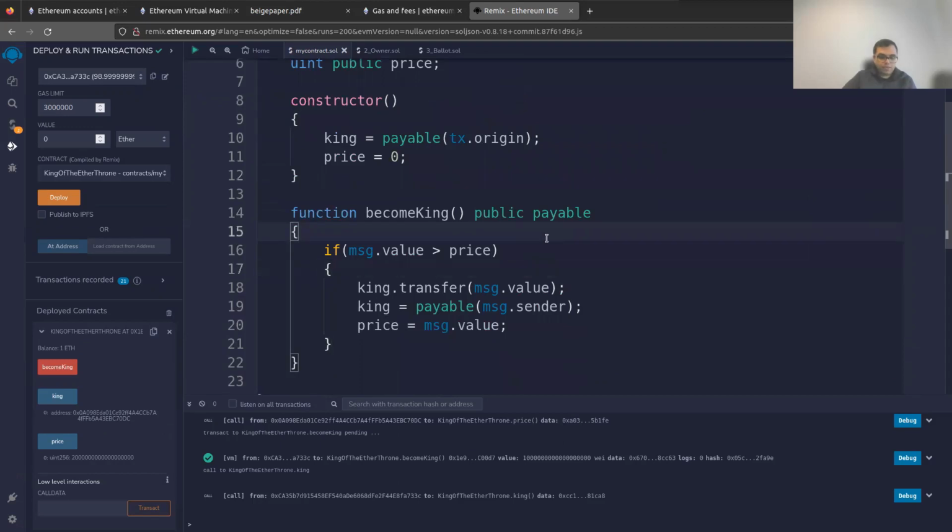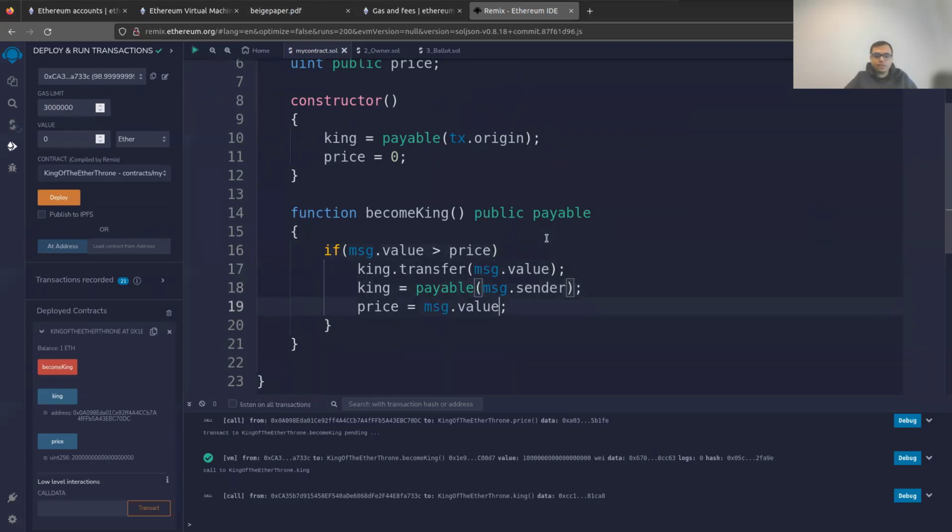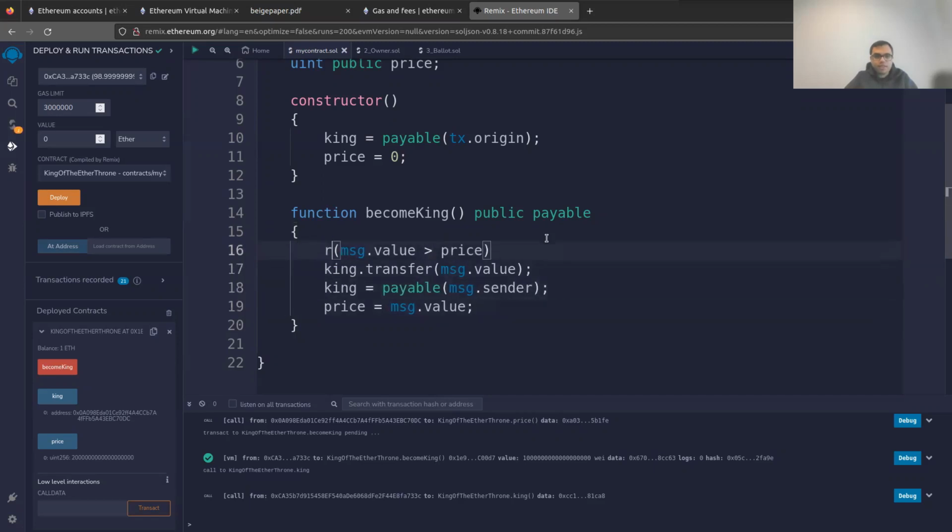So how can I fix this particular contract? Well, instead of saying do this only if this condition is satisfied, I can write what we call a require statement. So I can do it like this. I can say require msg.value to be more than the price.